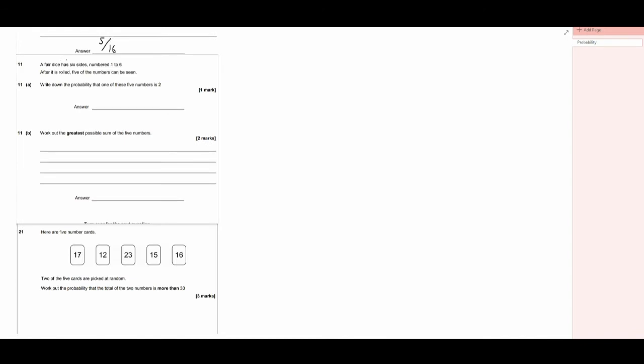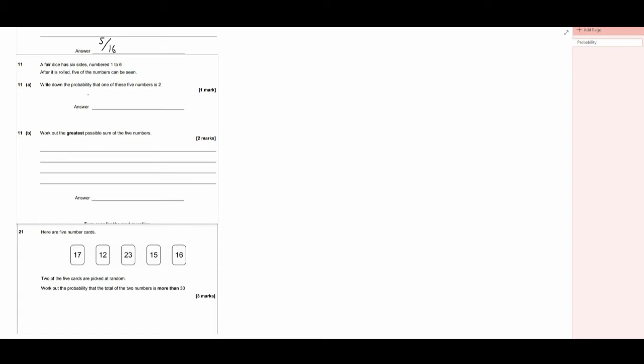Okay, a dice question. Pretty common. I'll go through this one fully first. Again, you can pause and go through it. So a fair dice has 6 sides, numbers 1 to 6. After it is rolled, 5 of the numbers can be seen. So one of the faces is facing down. Write down the probability that one of these 5 numbers is 2.